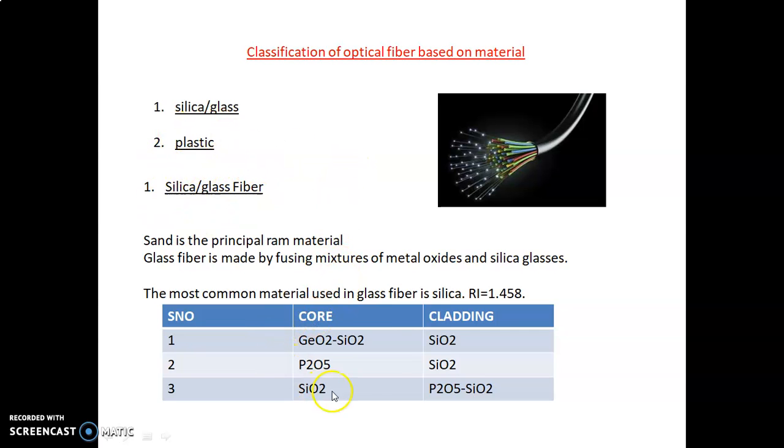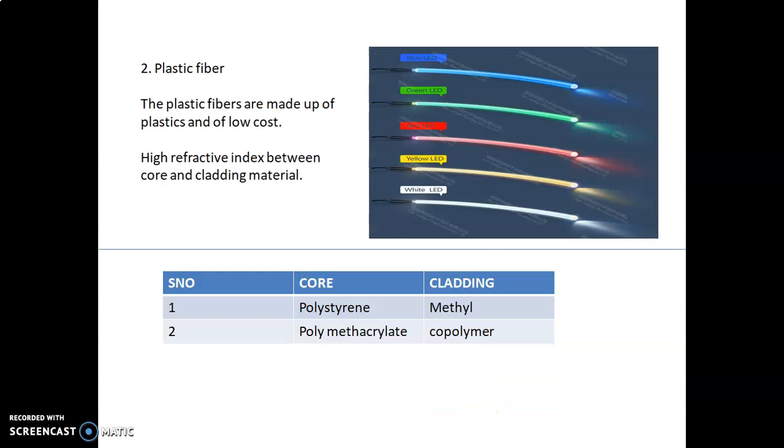In silica, the core is made up of a composition of material like silicon dioxide. In the same way, the cladding is made up of a composition of material like phosphorus pentoxide and silicon dioxide. In plastic fiber, the core is made up of polystyrene and the cladding is made up of methyl acrylate. The core is made up of polymethacrylate, while the cladding is made up of copolymer. Okay, this is according to the material. One is silica, another one is plastic.